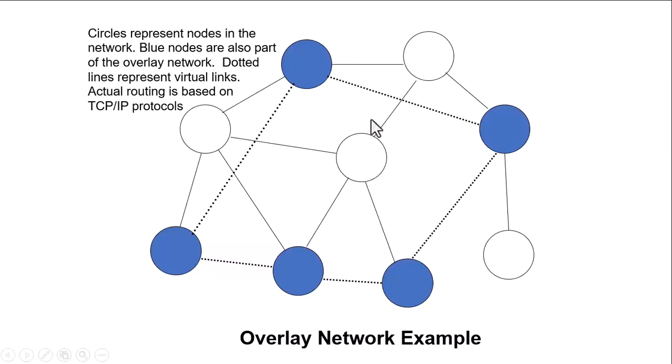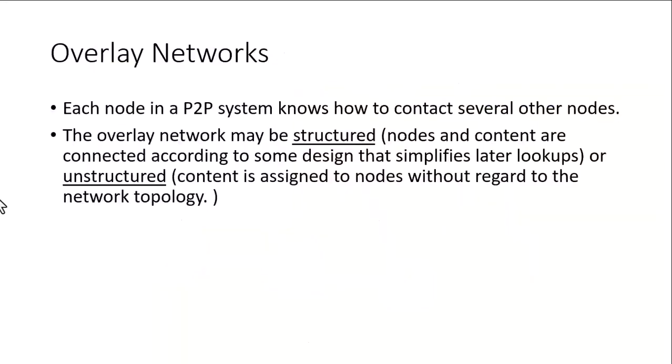So you can see this figure. There is no centralized architecture. There is no centralized server with all the clients surrounding it, but rather every node is independent. Each node in the P2P system knows how to contact several other nodes. The overlay network may be structured, which means nodes and content are connected according to some design that simplifies later lookups, or unstructured, which means content is assigned to nodes without regard to the network topology.